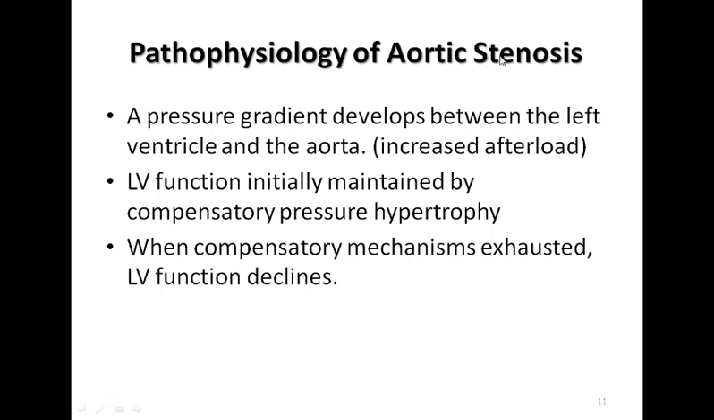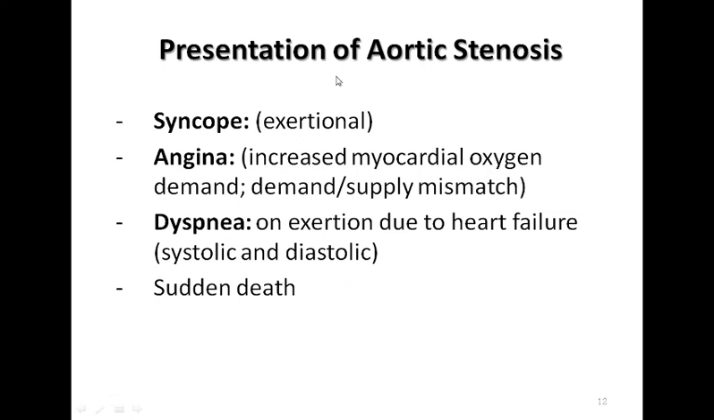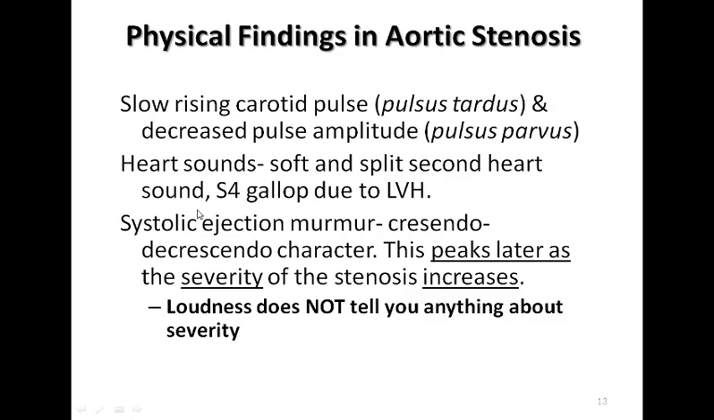So, pathophysiology of aortic stenosis. When there's aortic stenosis, a pressure gradient develops between the left ventricle and aorta. So there's an increased afterload. Left ventricular function is initially maintained by compensatory pressure hypertrophy. So the left ventricular wall becomes hypertrophied, and when this goes on for some time, the compensatory mechanism is exhausted and left ventricular function declines. The common symptoms of significant aortic stenosis are syncope, angina, and dyspnea. Those are very important symptoms of an aortic stenosis patient.